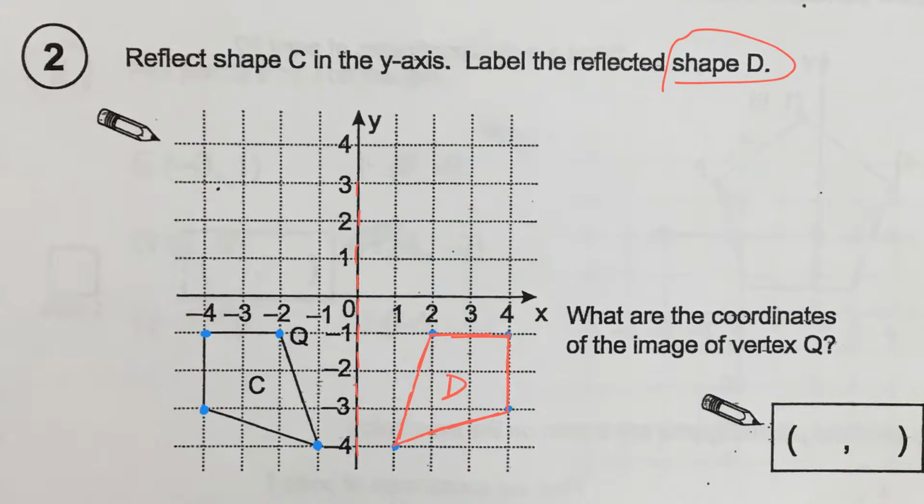The question is, what are the coordinates of the image of the vertex Q? So the vertex Q is this one over here. Well, this has been reflected over here. So the coordinates of the vertex of the reflected shape is along the corridor to 2, down the stairs to -1. So it is 2, -1. And we're done.